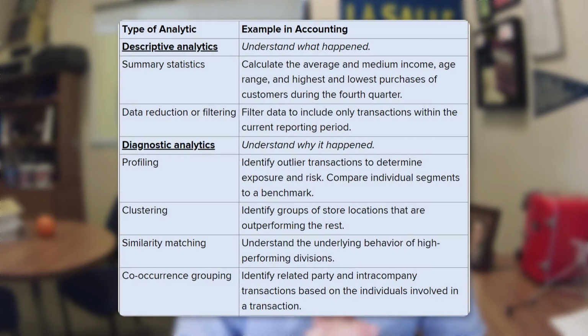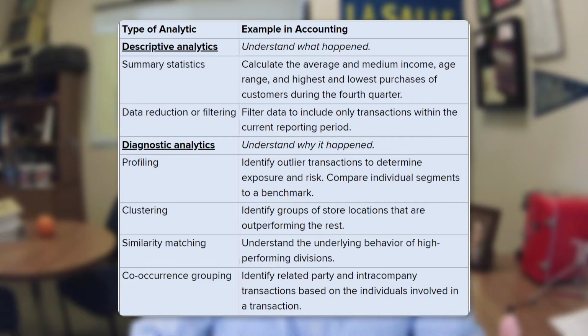So on your screen now, you will see a list of different types of data analytics and an example of the different types of data analytics. We have descriptive analytics, diagnostic analytics, predictive analytics, and also prescriptive analytics. And within each of these categories, there are different things that we can do. Let me give you an example. So descriptive analytics, we could look at summary statistics.